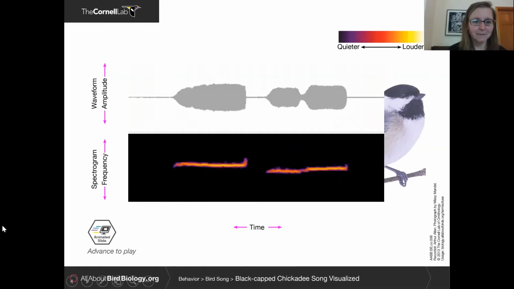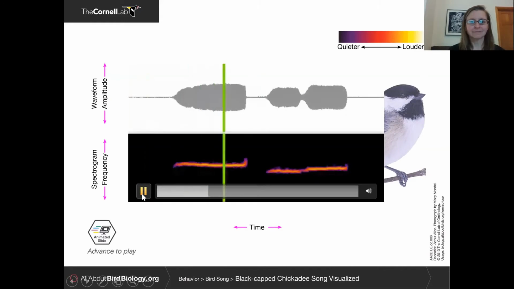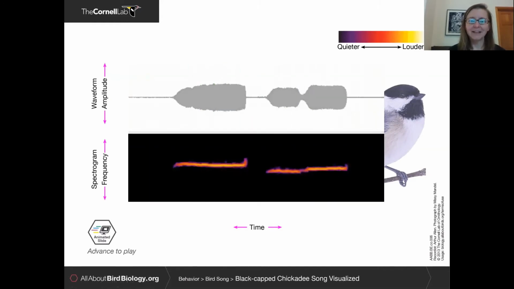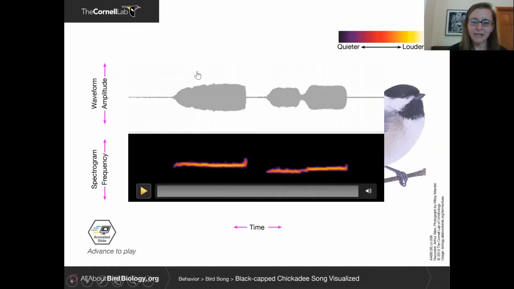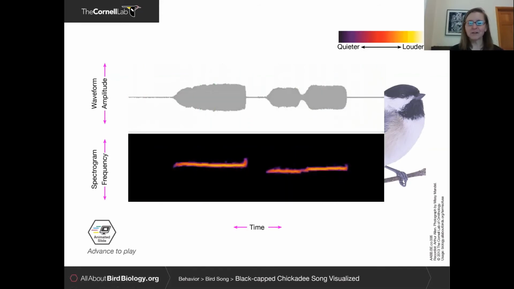So I'll play again. Okay, so you can actually track it. I'll play it one more time, looking at those shifts in volume and pitch here. Okay, so start to think about that.